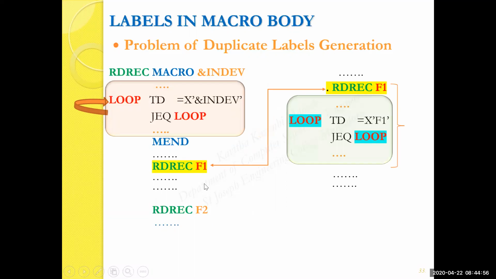So the expansion for the first macro call is shown on the right hand side. Please note the first line here indicates the macro invocation itself, indicated as a comment line. As I mentioned, when the expansion is done, the macro invocation statement itself is written to the expanded file as a comment. After this, statements that form the body of the macro are generated. Please note the parameter INDEV is replaced with F1 because we have an argument immediately following the macro name. And the second statement is generated, that is JEQ LOOP.